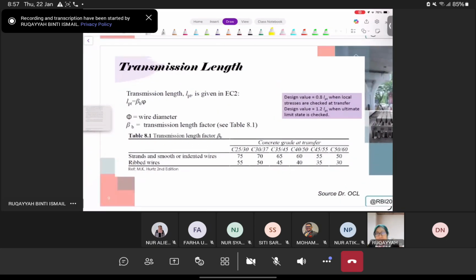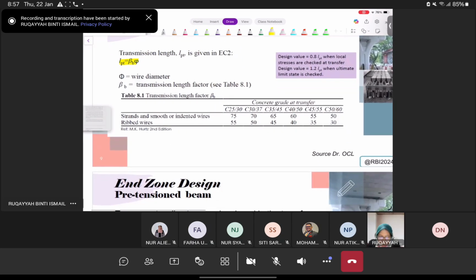When we are calculating LPT, there are two ways. One, you can calculate it through the formulation, or else you can use what is given in the formulation, whereby it is taken as beta B multiplied by the wire diameter. So we have the wire diameter, and we have beta B. Beta B is taken based on your concrete grade and also the type of your wires or tendon. Then it will give you the value of beta B.